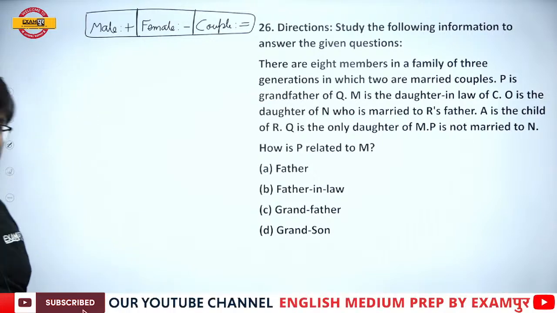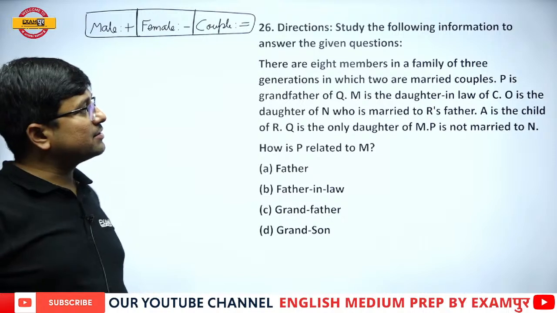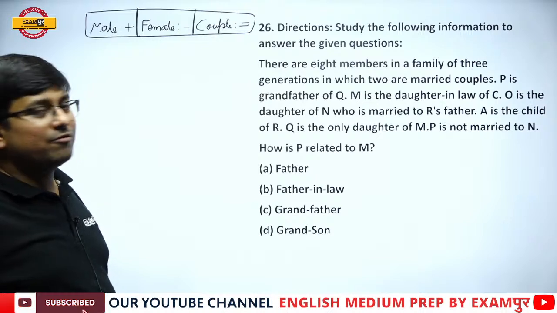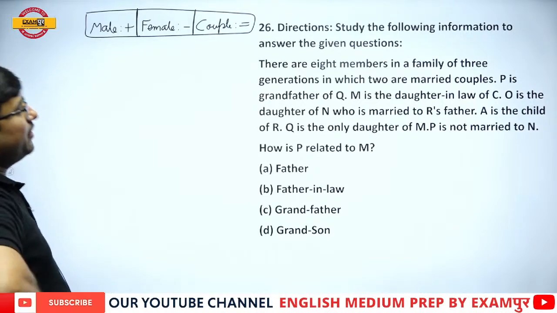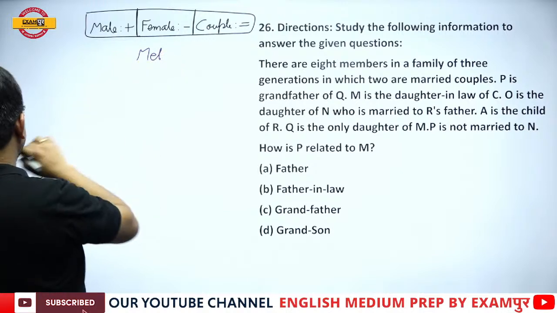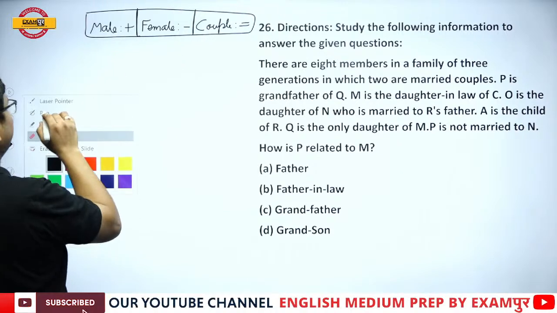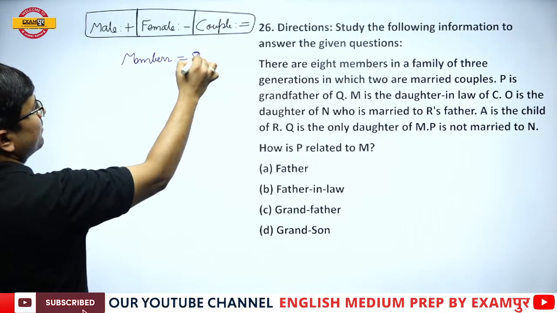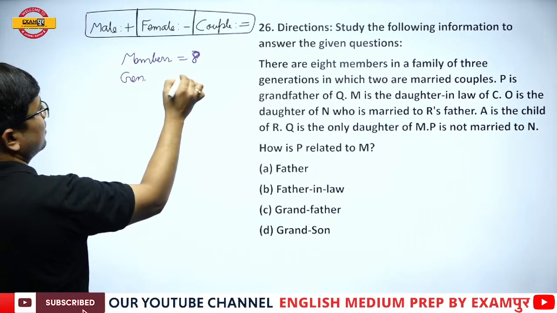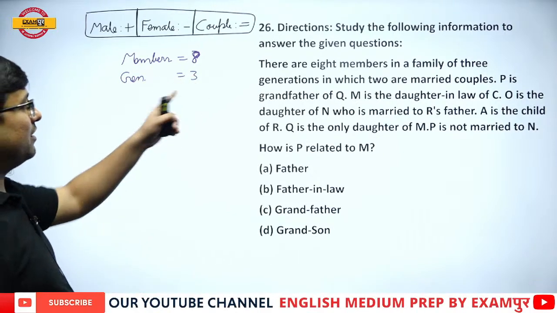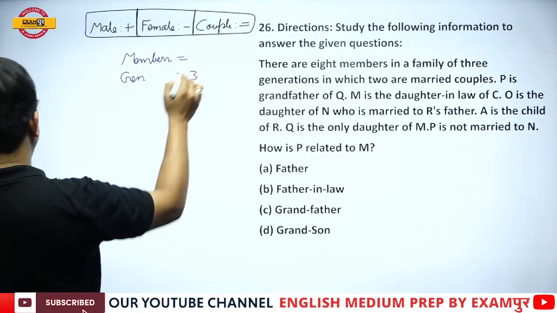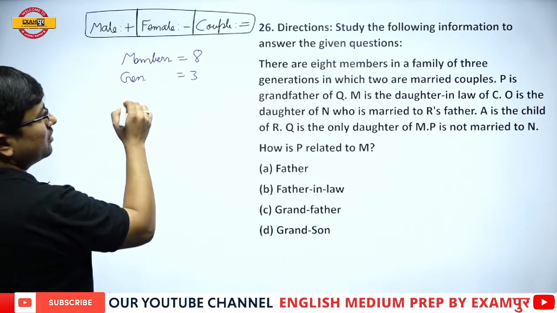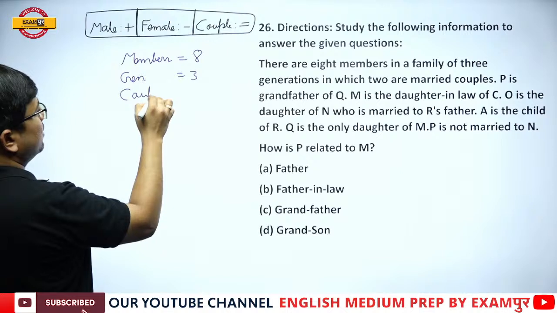Okay, now see, my dear students, there are 8 members in a family of 3 generations. Now the members of the family are 8. Generations are 3. And also the question is telling that there are how many couples? There are 8 members in a family of 3 generations in which there are 2 married couples.